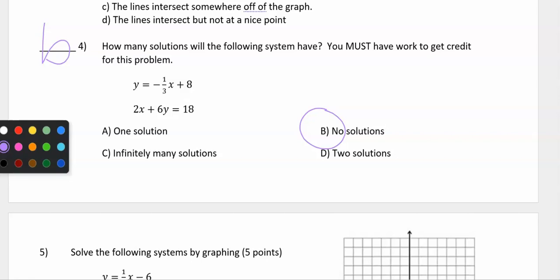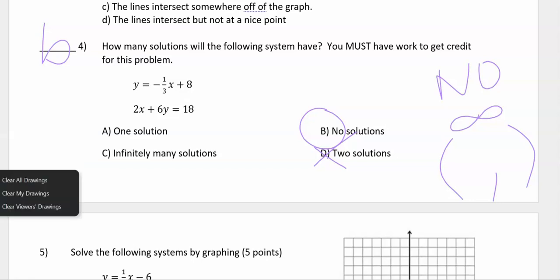Realize, you only have 3 options. There's either no solutions, there's infinite, that means infinity, infinite solutions, or there's just one answer. It's an ordered pair. 2 is never an option. So it's either no, infinite, or 1. This one has no solution.